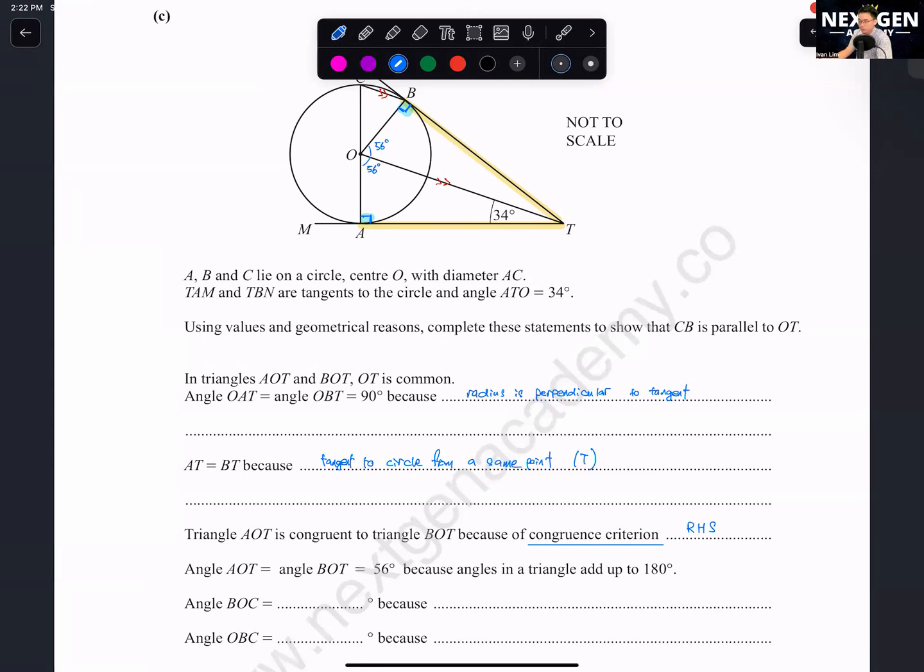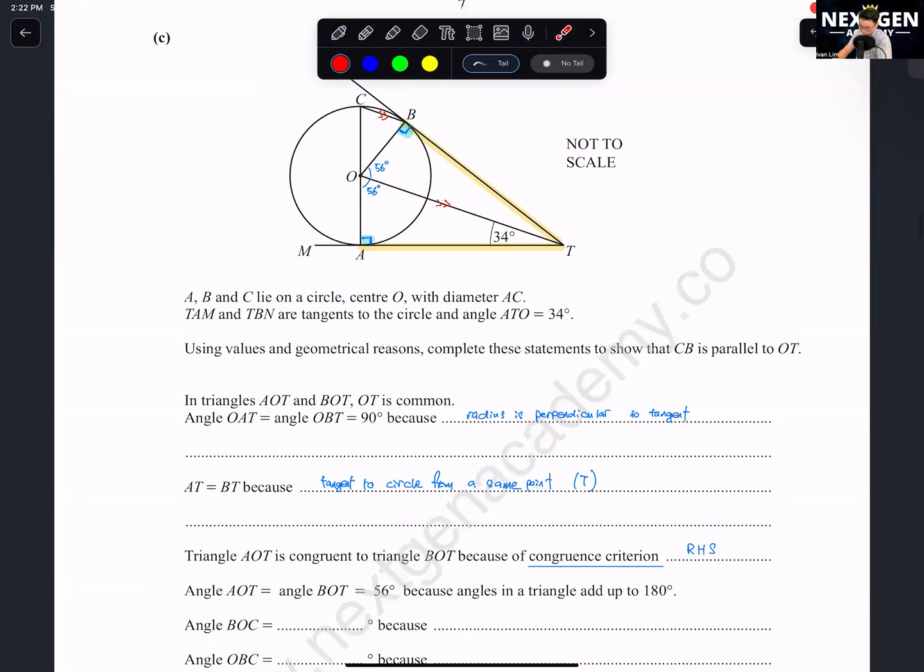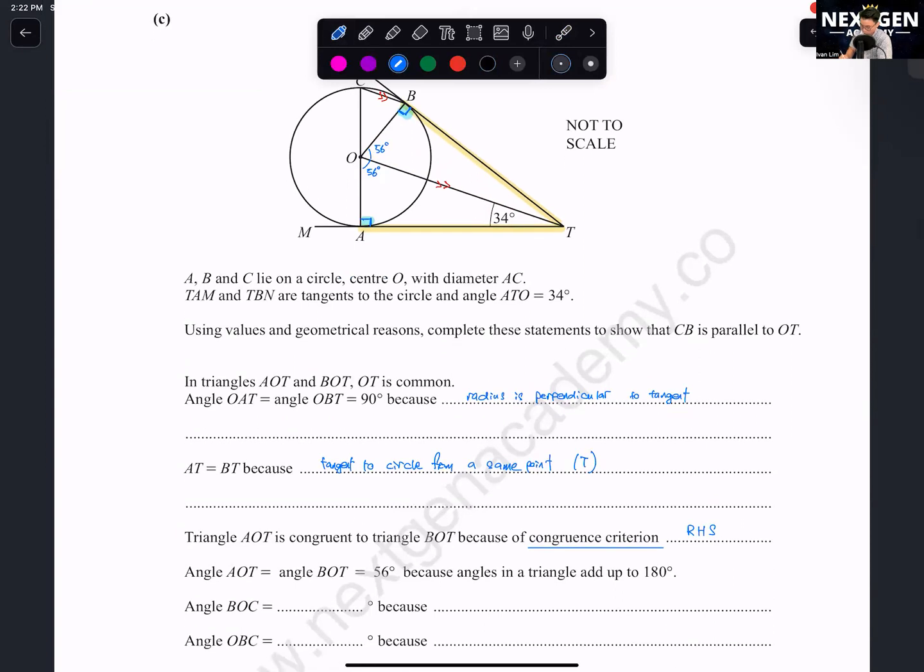56. Okay, because angles in the triangle add up to 180 degrees. So if you're going to calculate this one, 90 and 34, you take 180 minus this, you'll get 56 here, and 56 here. Okay, angle BOC. Where is BOC? How much is BOC? This one is just angles on a straight line. So I can calculate, which is 180 minus 68, minus 56, minus 56.